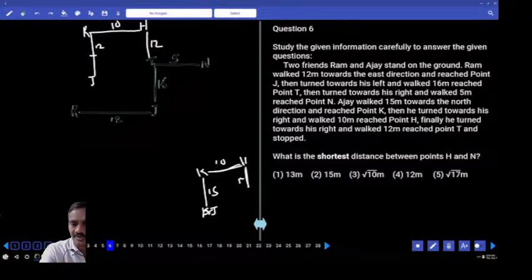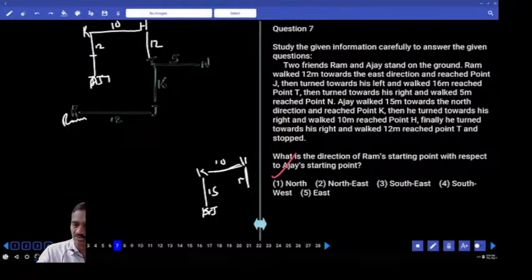Now this is Ajay. Ajay is starting from this place, and meanwhile Ram started from this place. Then finally turned towards his right and walked 12 meters and reached point T and stopped. And what is the shortest distance between H and N? Now 12 and 5, 12 square plus 5 square. How much is that? 13. That is choice 1, question number 6.